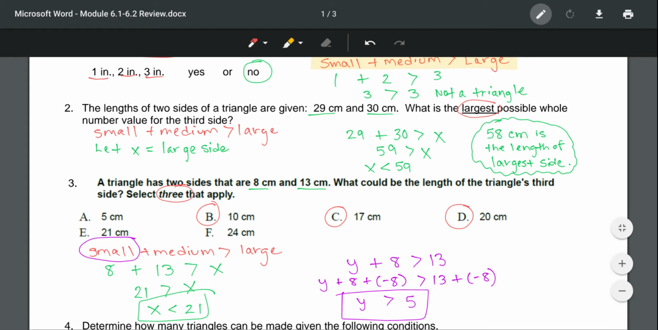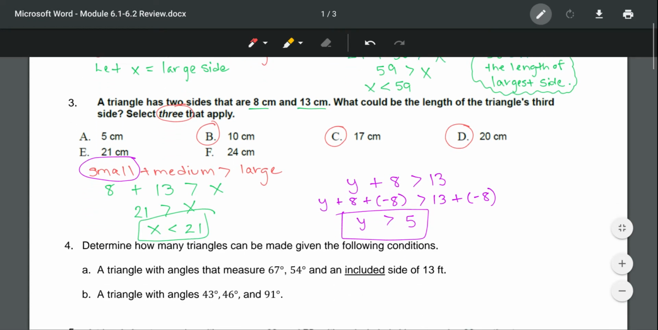E, 21 centimeters. 21 centimeters is not less than 21. It's equal to 21, so it can't work. So E wouldn't work. And then F is 24 centimeters. So 24 is larger than 21, and my sides can only be greater than 5 and less than 21, so that doesn't fit the boundaries. So that means only B, C, and D would work for number 3.